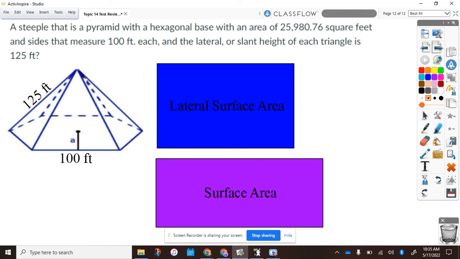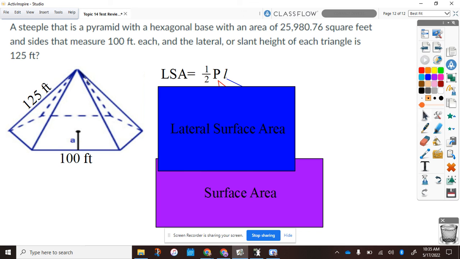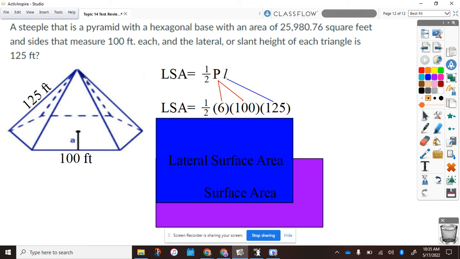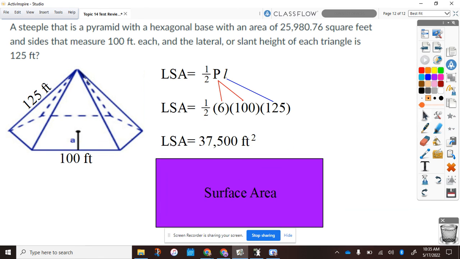A steeple, that is a pyramid with a hexagonal base. It gives us the area of the hexagonal base. It tells us how long each side is. It tells us the slant height of each triangle, 125 feet. So, lateral surface area on this pyramid is 1/2 times the perimeter of the base times slant height. Well, the perimeter of a hexagonal pyramid, it's got 6 sides, and they're all 100. So it's 6 times 100. 1/2 times 600 times 125. Great big old lateral surface area.